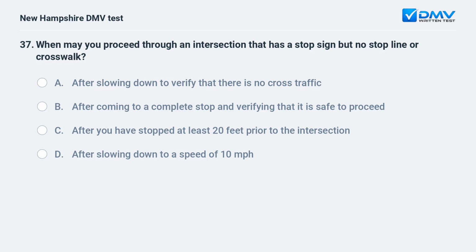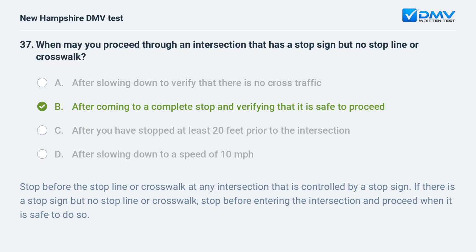When may you proceed through an intersection that has a stop sign but no stop line or crosswalk? A. After slowing down to verify that there is no cross traffic. B. After coming to a complete stop and verifying that it is safe to proceed. C. After you have stopped at least 20 feet prior to the intersection. D. After slowing down to a speed of 10 miles per hour.